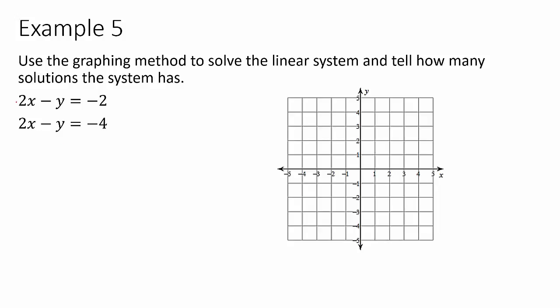So to graph this, I need to subtract 2x on this first one, and I get negative y equals negative 2x minus 2. I'm going to divide by negative 1 so that I get rid of the negative in front of y. So y equals positive 2x plus 2. So that starts here, goes up 2 over 1. So we've got this line right here.